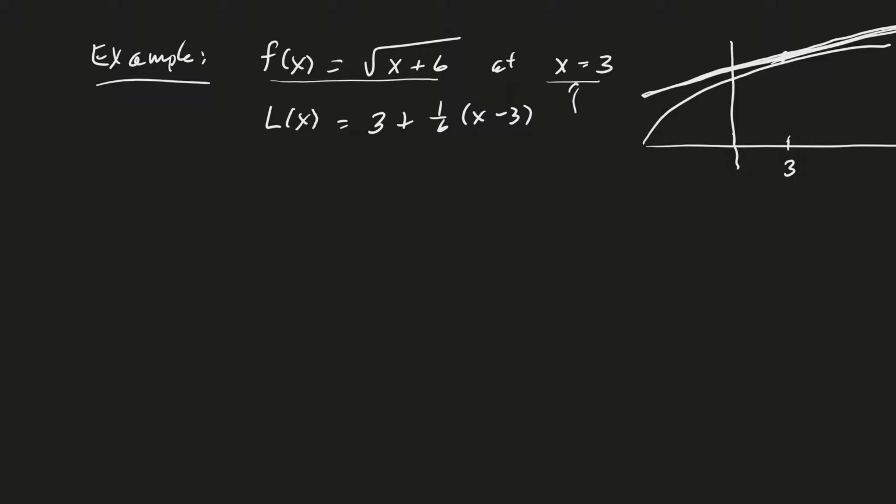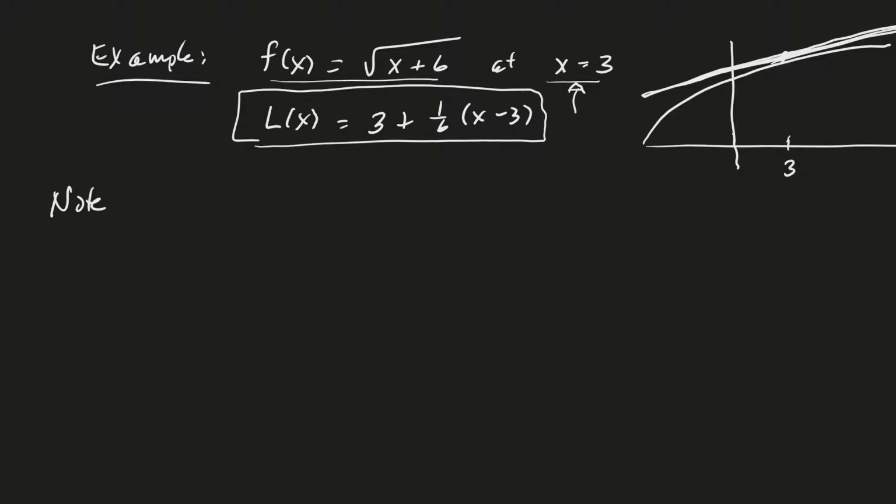By the way, you always have to have a point at which you're basing your approximation. So in this case, we're basing the approximation at x equals 3. And so then we came up with our tangent line approximation, L of x. Okay. Now before we continue, I just wanted to make a couple of notes.